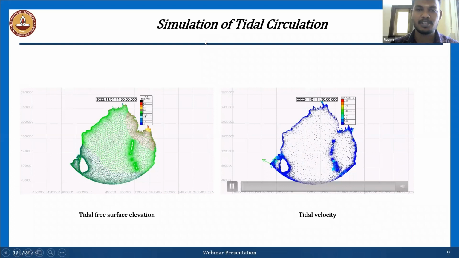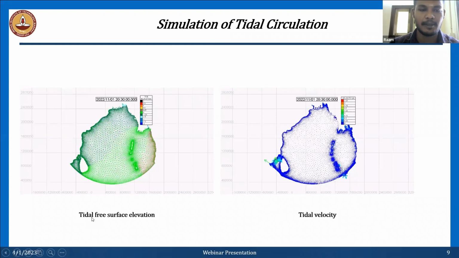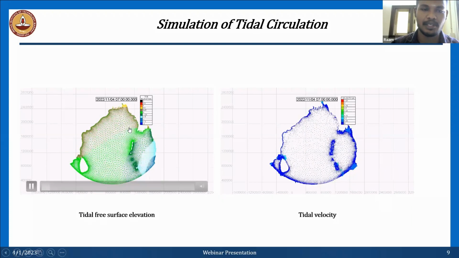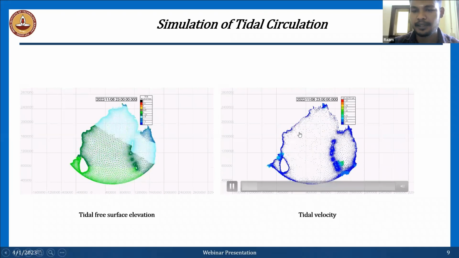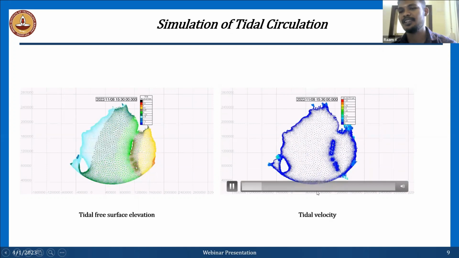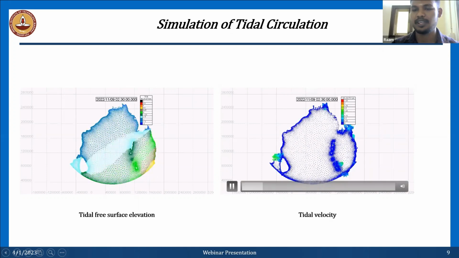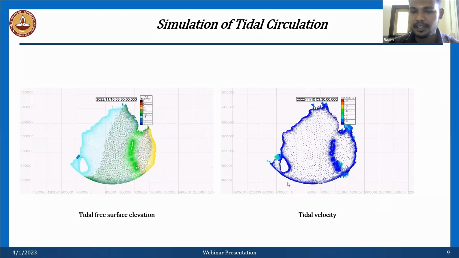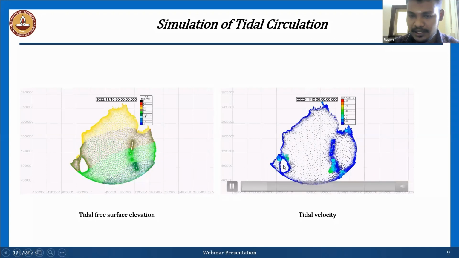And this is the simulation of the tidal circulation. This one relates to the free surface elevation, meaning whatever elevation changes from the surface, it's the tide that we observe. And this is the tidal velocity. We can observe that near the shoreline the velocity is more because of the obstruction given by the boundaries of our countries.